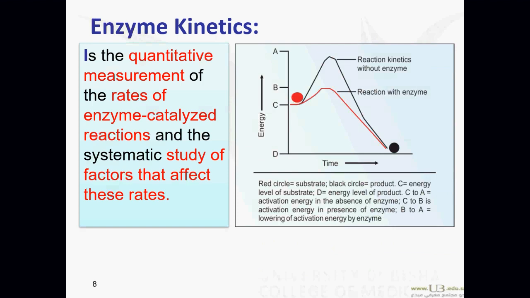example. So if this red circle stands for the substrate, and we want to change this substrate to the product in the black spot here, we need an activation energy which is equivalent to the amount from C up to A. This is the reaction energy, the activation energy, which we need to transform this substrate to the product.